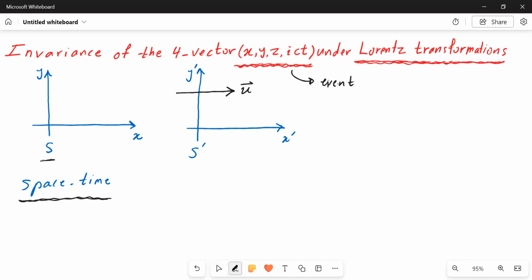Let's consider two frames of reference, both of them inertial frames of reference. One I call S, the other one I call S prime. And let's say S and S prime are in relative motion with respect to each other. Without any loss of generality, let's consider that from the perspective of system S, S prime is drifting away with a constant velocity, which I show here by u, along the horizontal axis, x prime.